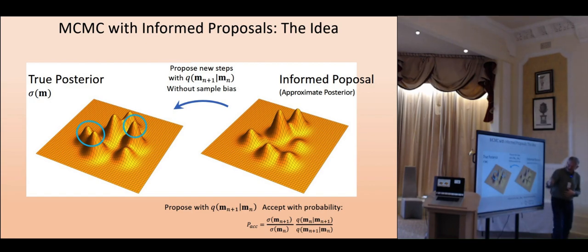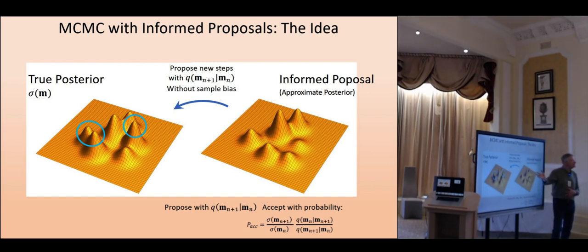This means that the proposal, in my case here, this guy will be my proposal. Although this proposal does not satisfy any nice properties, it doesn't matter, because I can just compensate with my Hastings ratio down here.